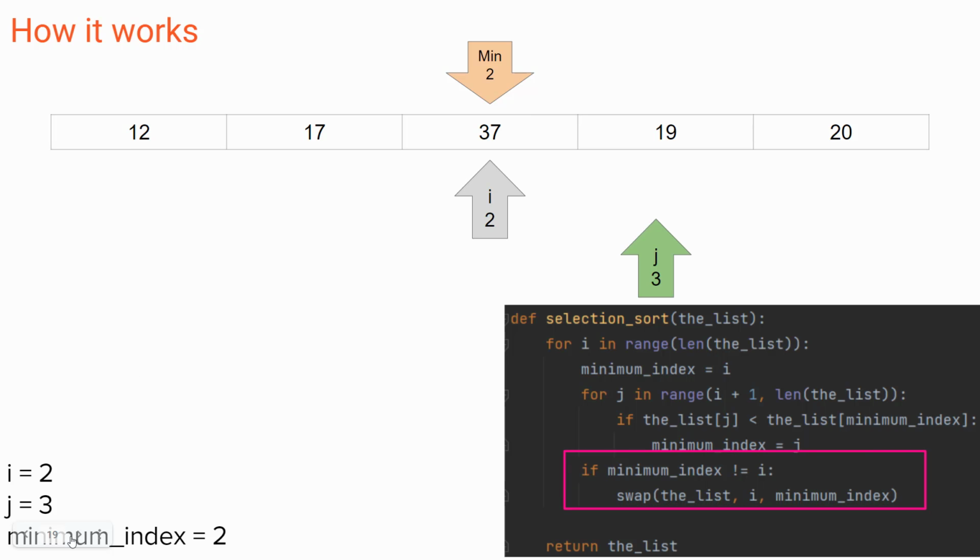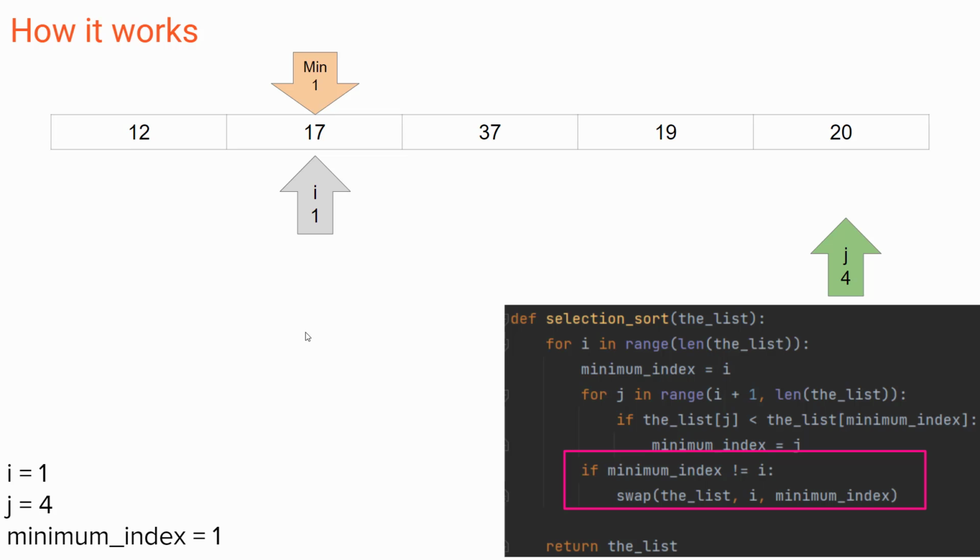Let me back up a slide. Okay, we really would have found our minimum index is 1. Our i is 1. So we don't need to swap because, in this case, the minimum index is equal to i, so we don't perform the swap. We only swap if the minimum index is not equal to i.